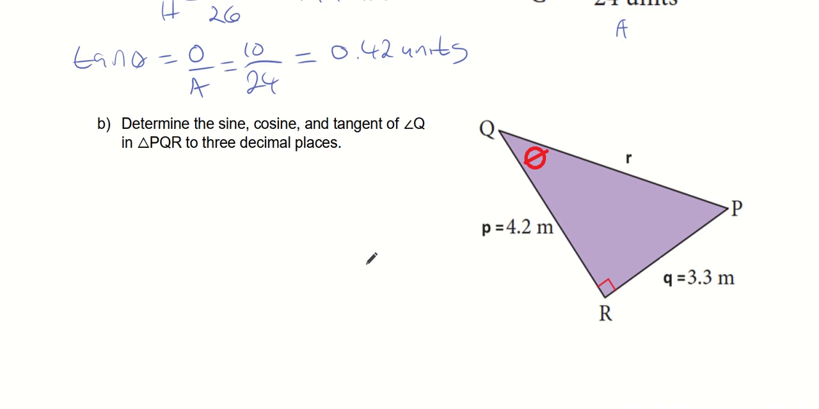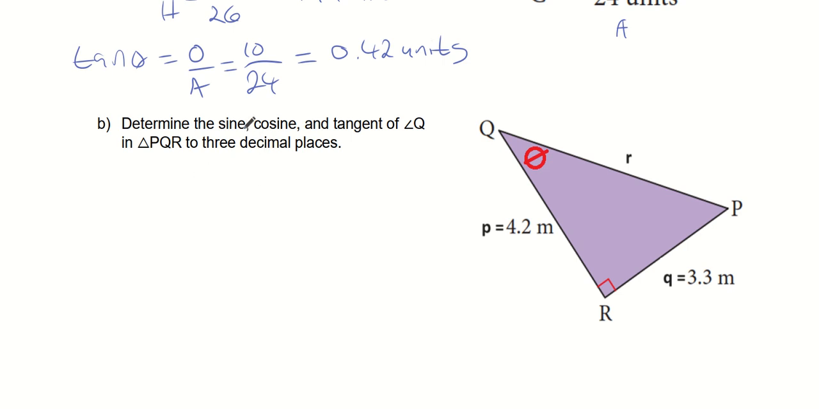Determine sine, cos, and tangent for Q, the angle of Q, which I've drawn here, to 3 decimal places. Okay, let's take a look at what we have. Just so you know, in all triangles, the angles will always add up to 180. If you add this angle plus this angle plus this angle, it will equal 180. You'll see that being useful a little bit later on for some of these problems.